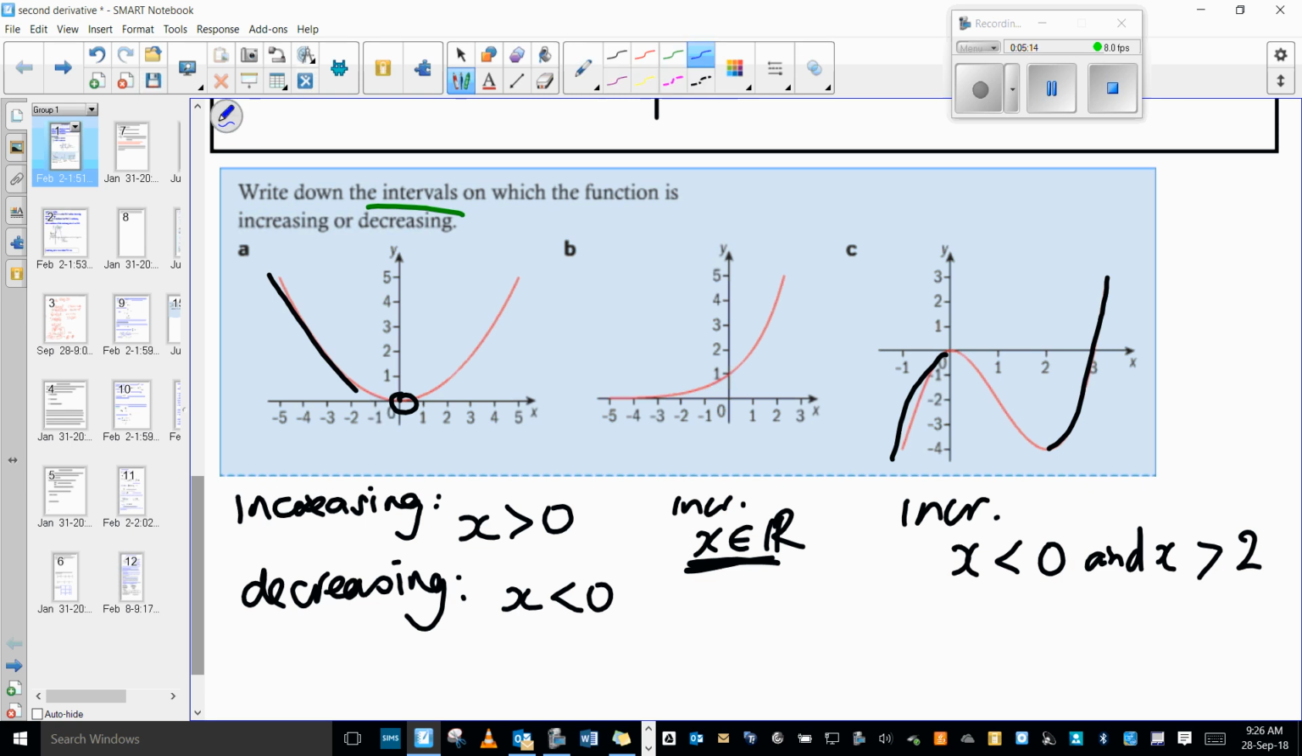And then it's decreasing in this bit. So it's decreasing between 0 and 2. Remember, for a range, we write it with our inequalities pointing left, smallest number on the left, biggest number on the right.